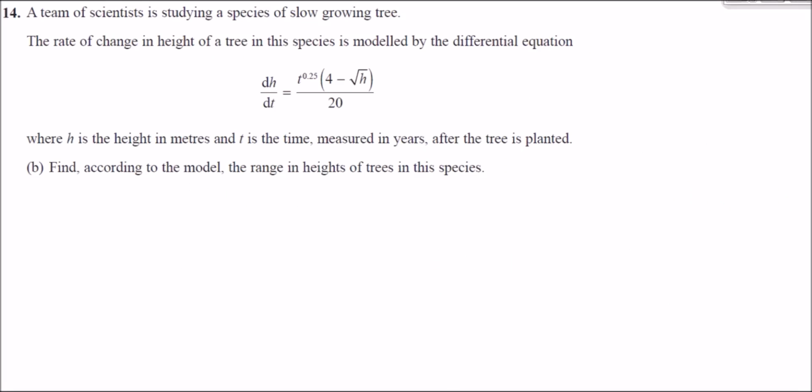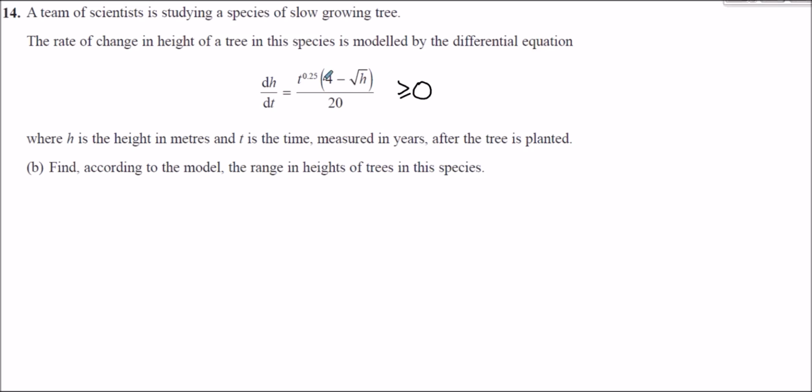14b, we need to find now, according to this model, the range of heights of the trees in this particular species. And the range of heights can be modelled by this differential equation here. So, of course, the trees will be growing, which is dh by dt, and this is the formula for the growth. So what we can do here, we can assume the tree is always going to be growing until obviously they stop growing. So this value will be at least 0.